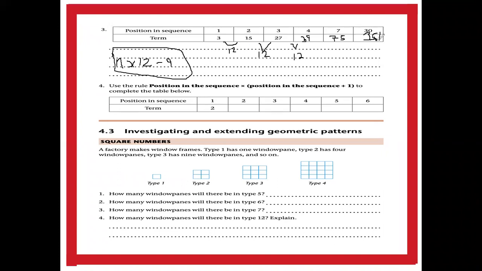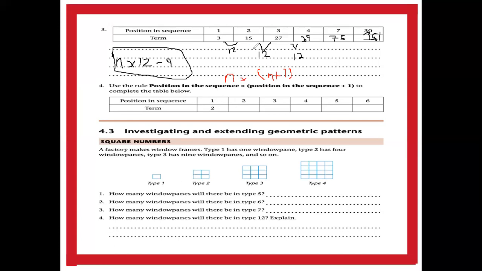Use the rule position in the sequence times position in the sequence plus 1 to complete the table below. So position in the sequence. Now this is not 100% convention. Maybe your teacher will prefer something besides an n here. N just makes it simple for me instead of writing position in the sequence. And then we're going to times it. So what this is going to be is n times n plus 1. Okay, so that is essentially what it's saying. And we know that n is the position in the sequence.